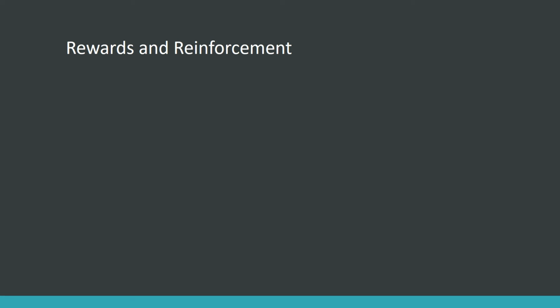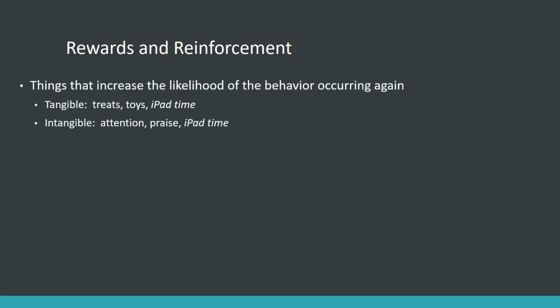So rewards and reinforcement are things that increase the likelihood of the behavior to occur again. These can be tangible or intangible, things like treats or toys or iPad time if it's just access to an app or a game. Those would be tangible. Intangible rewards or reinforcement would be things like attention or praise, or iPad time if it's used for some sort of social interaction like FaceTime or talking with friends.